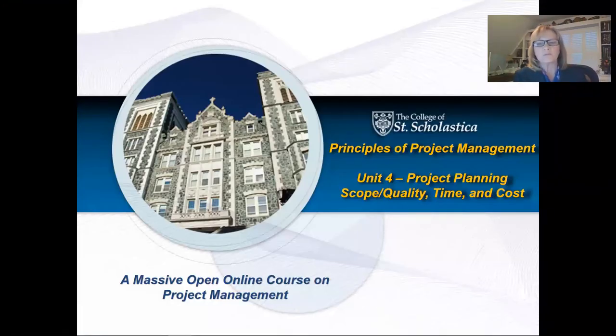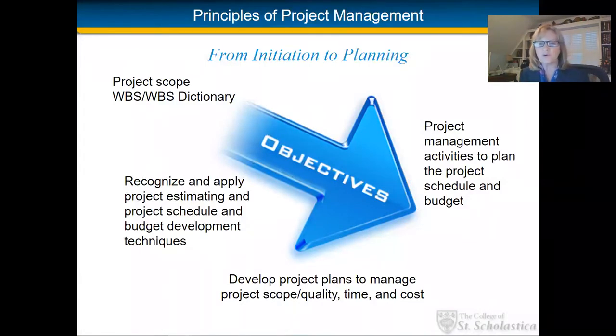Welcome to Unit 4, Project Planning for Scope, Quality, Time, and Cost Management. In Unit 4, we begin to explore the project management processes in the Planning Process Group. We'll work through the process of developing a project scope and the work breakdown structure for a project that you have already evaluated and selected in Unit 3.